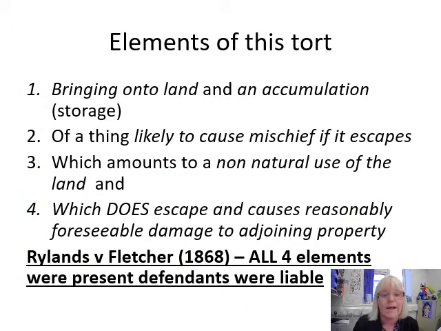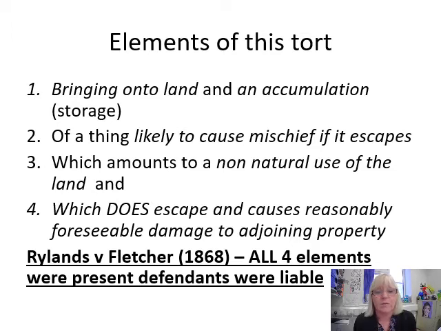So we have got four elements in this tort, and all four elements must be present. If one of them is missing, then we don't have a Rylands and Fletcher, and the defendant will not be liable. So four things we need. First of all, the defendant must bring something onto their land, an accumulation, something which is not already there. In the case of Rylands and Fletcher, it was a large amount of water. The second thing is that this accumulation is likely to cause mischief, an old-fashioned word for damage, if it escapes.